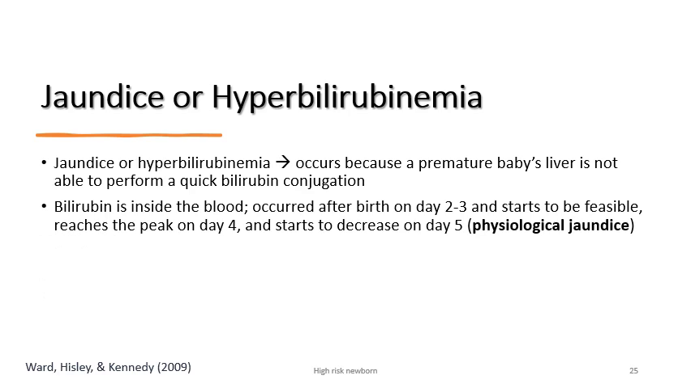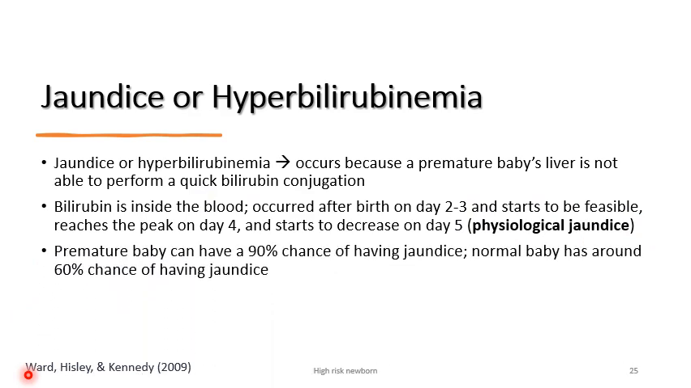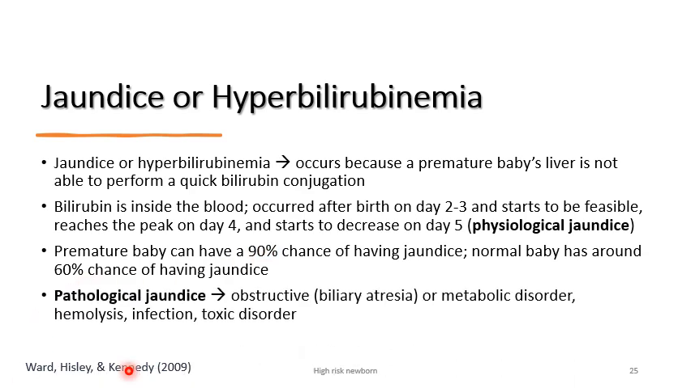It doesn't occur on the day of birth, but sometimes 2 or 3 days after birth, and then suddenly the baby is visibly yellow, and on the 4th day it reaches its peak, and on the 5th day these conditions start to decrease, so that the baby will start to have a normal skin color, and this is what we call physiological jaundice. The chance for a premature baby to have jaundice is 90%, and for a normal baby around 60%.